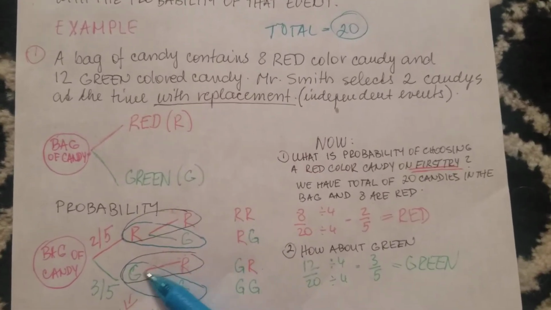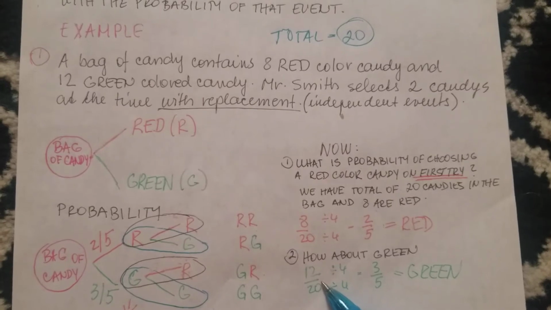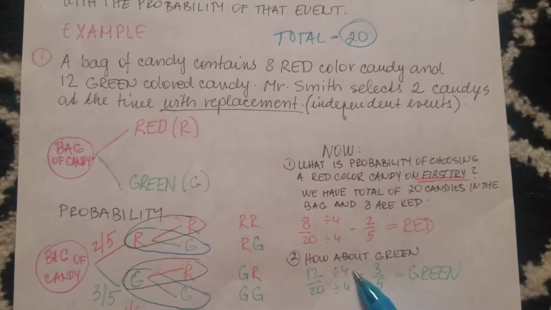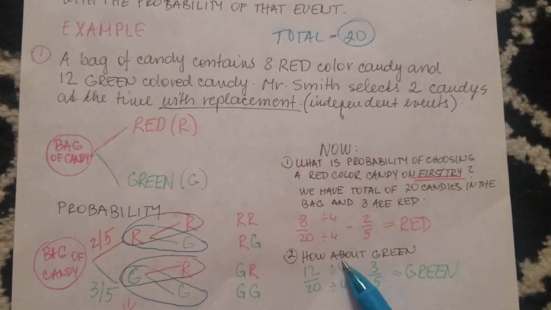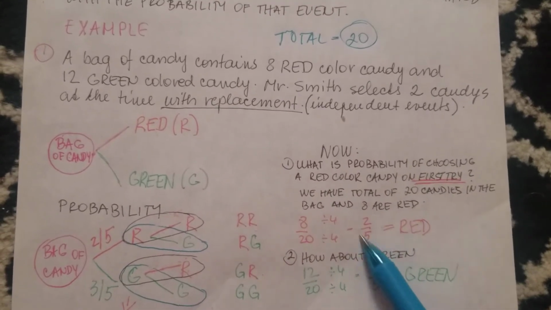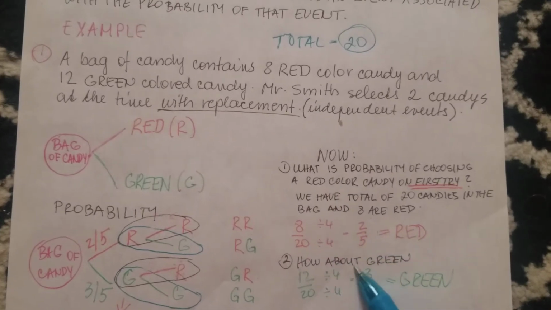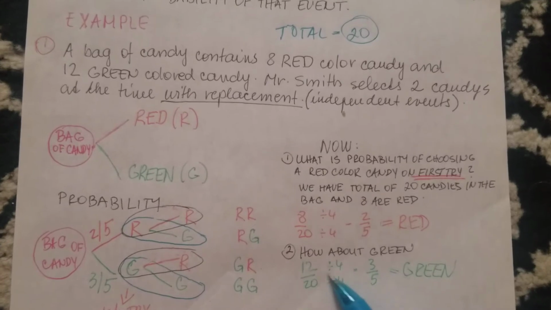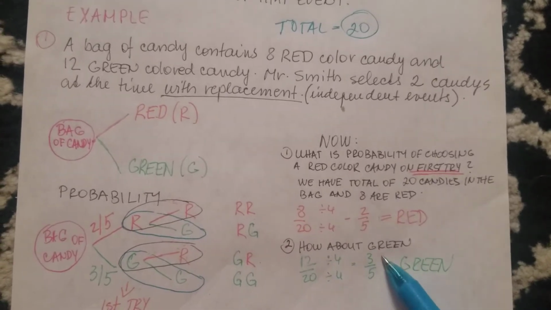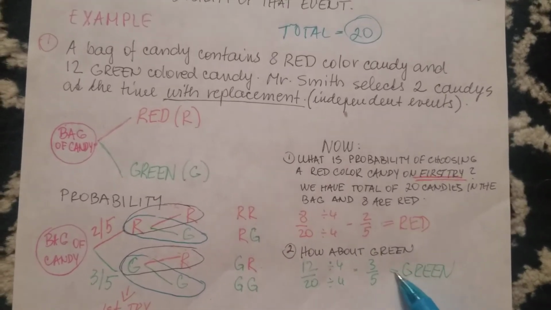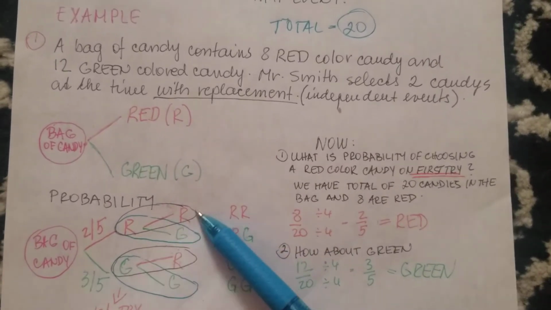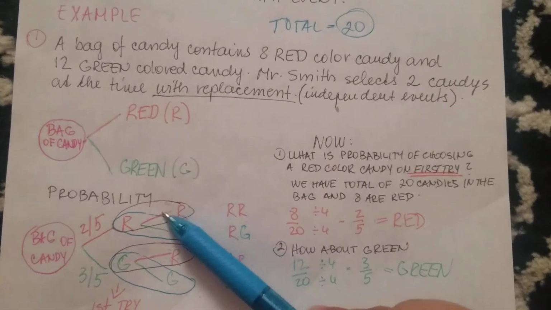And then the green one will be 12 over 20, which equals 3 over 5 when simplified. Again, simplified to the smallest number. We simplify both by 4, which gives 2 over 5 and 3 over 5. So now we know that the probability of picking the green candy will be 3 over 5. Now, how about the second try? We have more possibilities.